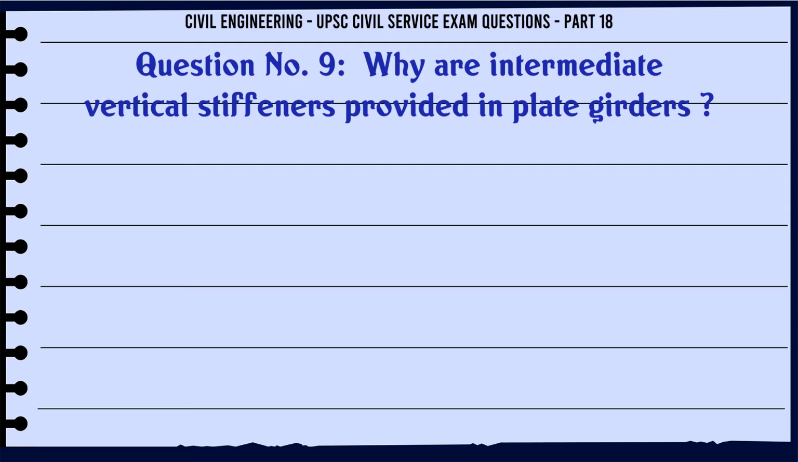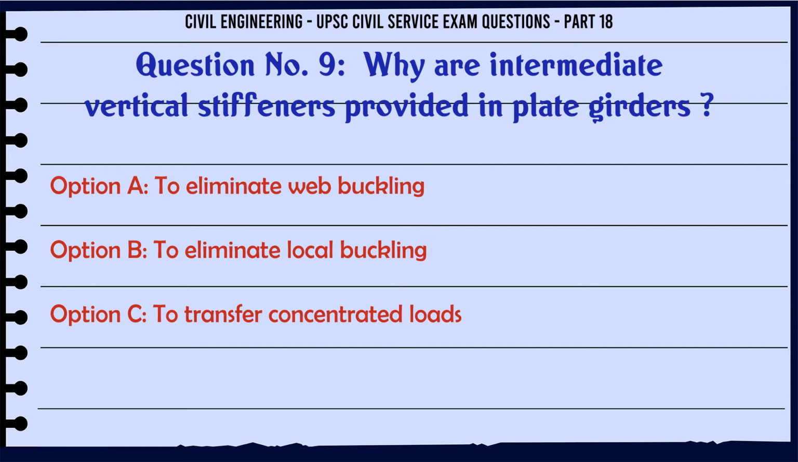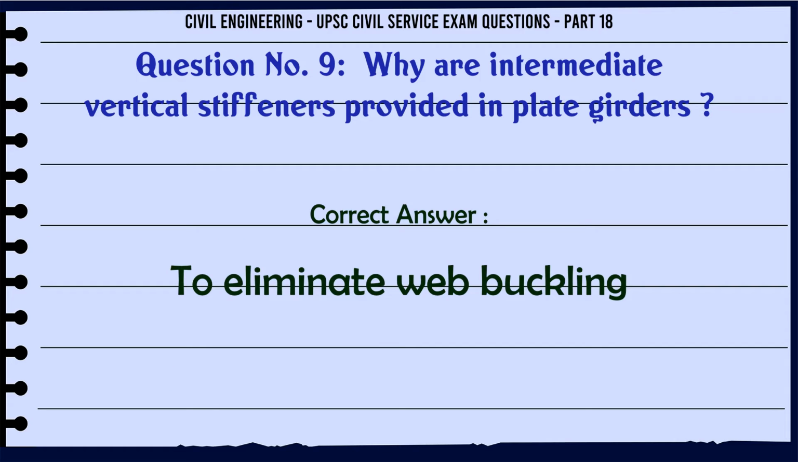Why are intermediate vertical stiffeners provided in plate girders? A. To eliminate web buckling, B. To eliminate local buckling, C. To transfer concentrated loads, D. To prevent excessive deflection. The correct answer is to eliminate web buckling.